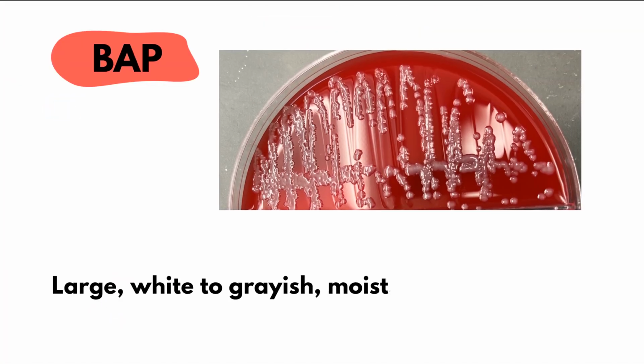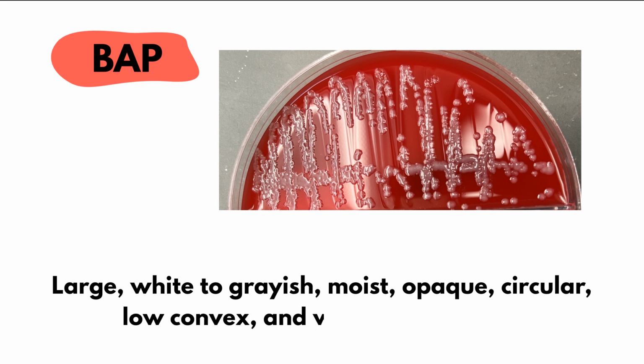BAP plate. The colonies are flat, opaque, circular, and low convex. The color appears to be grayish to white. The colony looks smooth and moist. This is not all. One more thing that you should keep an eye out for is hemolysis. For these organisms, there's no hemolysis.